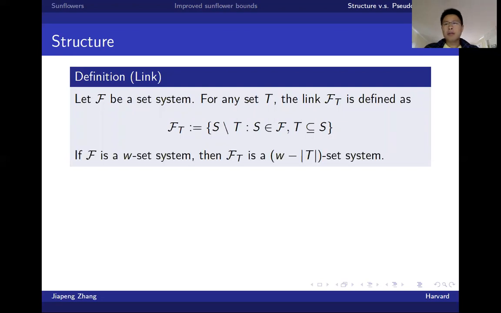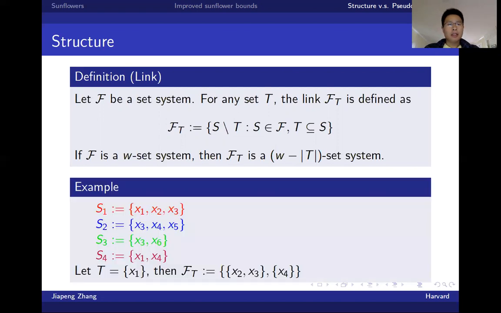Now, a quick remark is that if F is a w-set system, then the link F_T is a (w minus |T|)-set system. The size of each set in F_T is decreased by |T| because we removed the set T. Let me tell you an example, then maybe you can understand this definition more clearly.